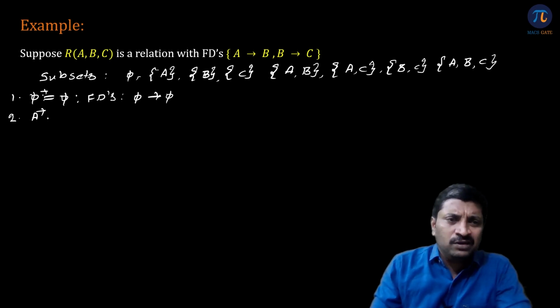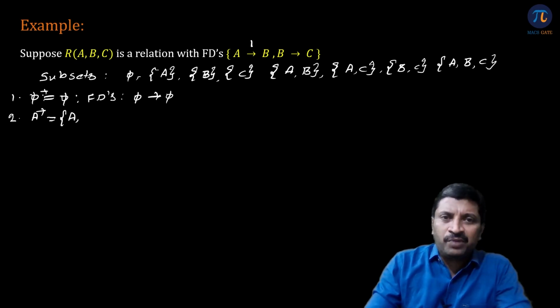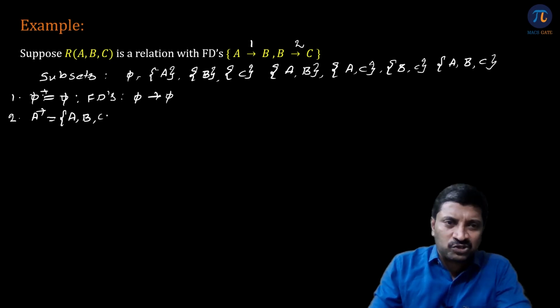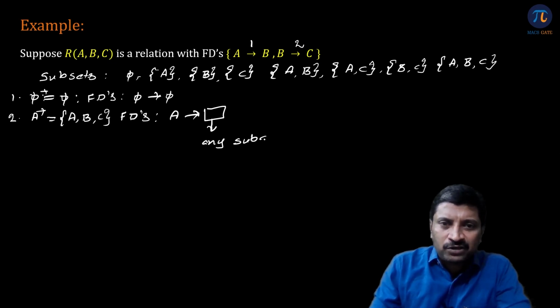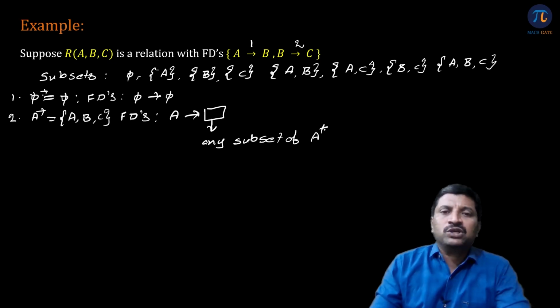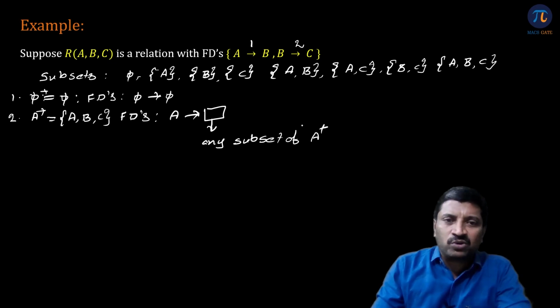Then let us consider the second subset. So we can write simply A, sir. So what is the closure of A? With A, I can find A. By using, let us give numbering, by using 1, I can find B. Now I have B also. By using 2, I can find C also. Right? So to write the functional dependencies, what we can do, sir? A implies, in this place, I can write any subset of the closure of A.